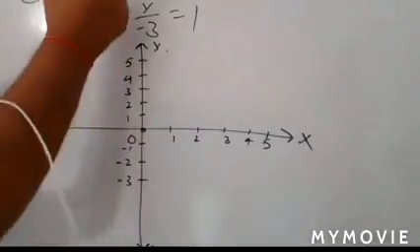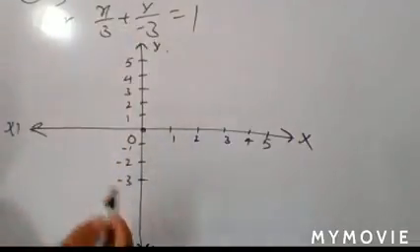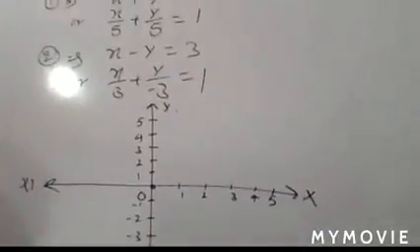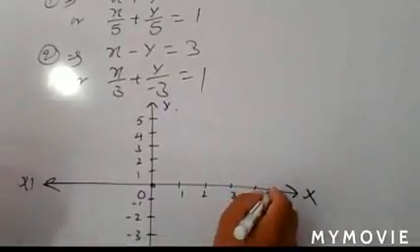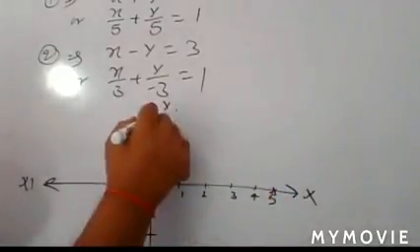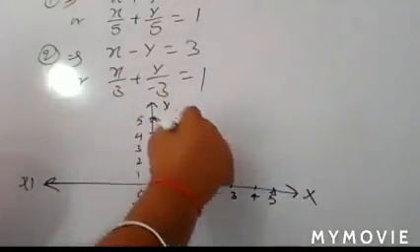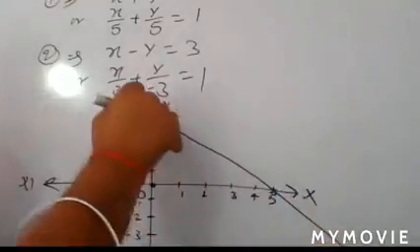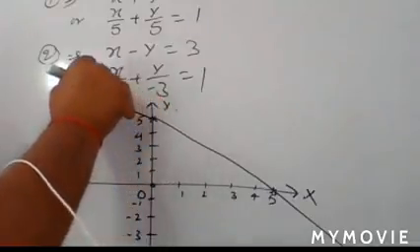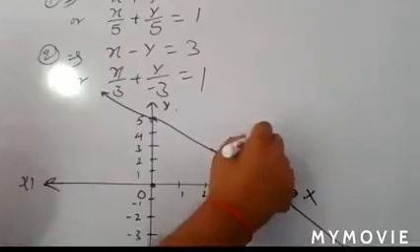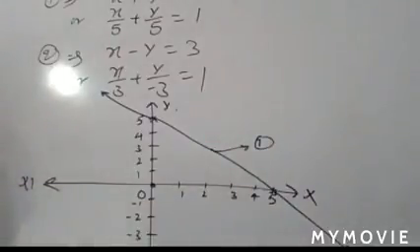Now check it. The first line intersects the x-axis at 5. So you take a point 5 on the x-axis and 5 on the y-axis, mark them and join them. If you join and extend it, this is your first line. You mark it here as first.